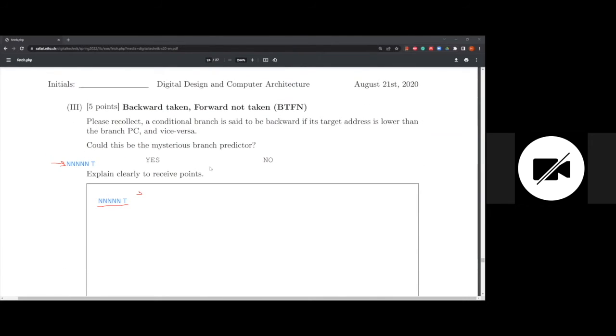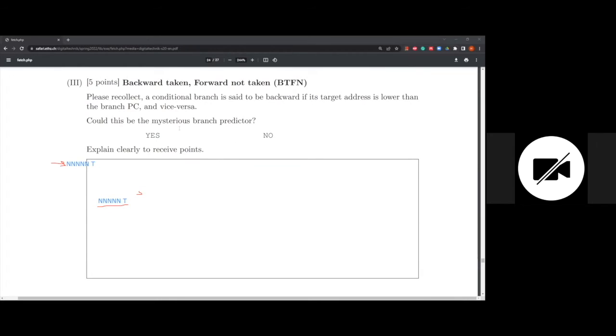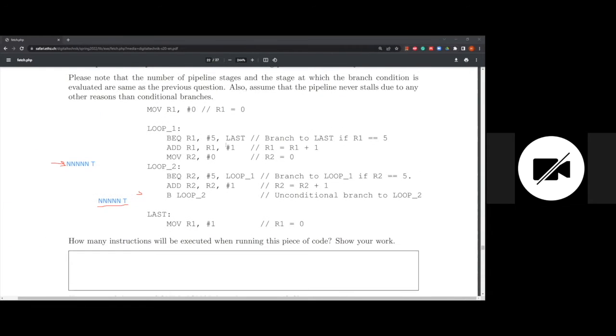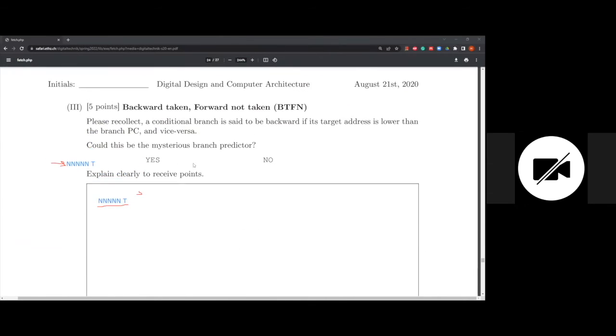The next branch predictor is backward taken, forward not taken. So this is simple. Could this be the mysterious branch predictor? Let's look at whether these branches are backward or forward branches. This branch equal jumps to last, right? So this is a forward branch. But the second branch in loop 2 goes back to loop 1, so this is backward taken. And then this predictor will predict backwards as taken and forwards as not taken.